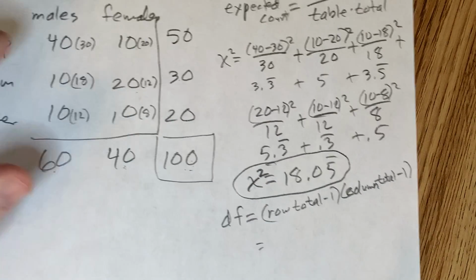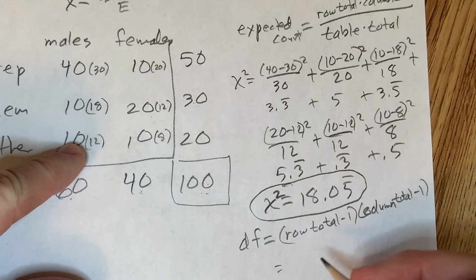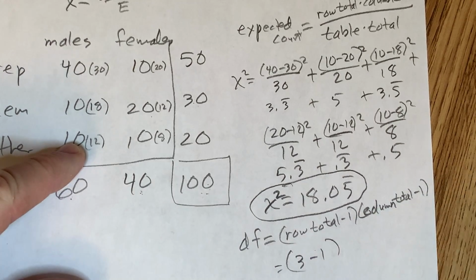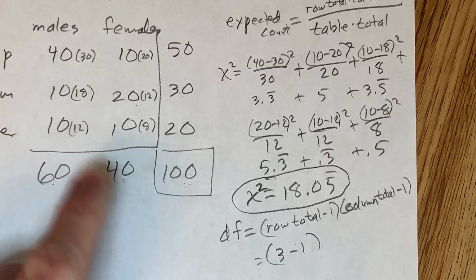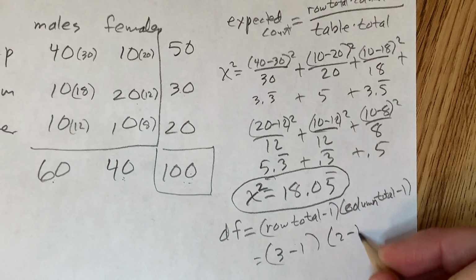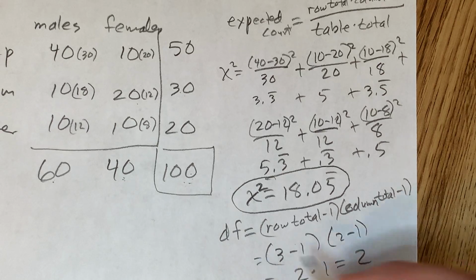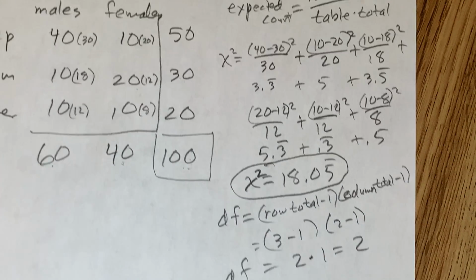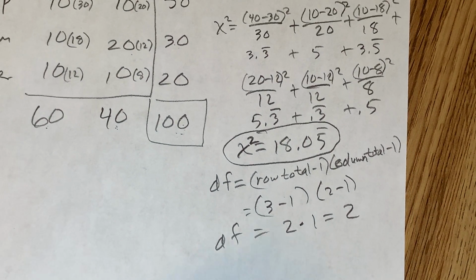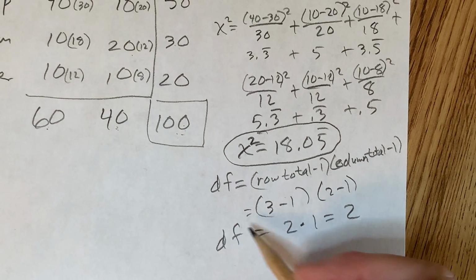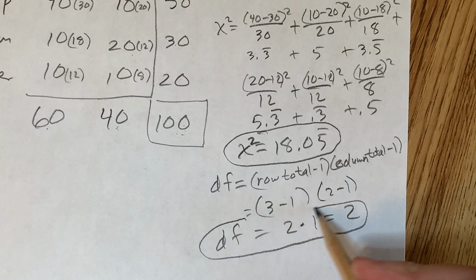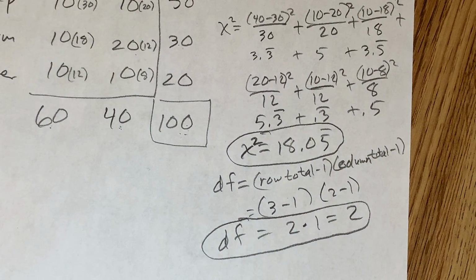So in this case, there are 3 rows, so that would be 3 minus 1, and 2 columns, so that would be 2 minus 1. And so that's going to be 2 times 1. There are 2 degrees of freedom. That tells us which chi-squared distribution we're working with. So that's the second number you have to write. And yes, when you do the little shortcut with your calculator, it's going to tell you that.